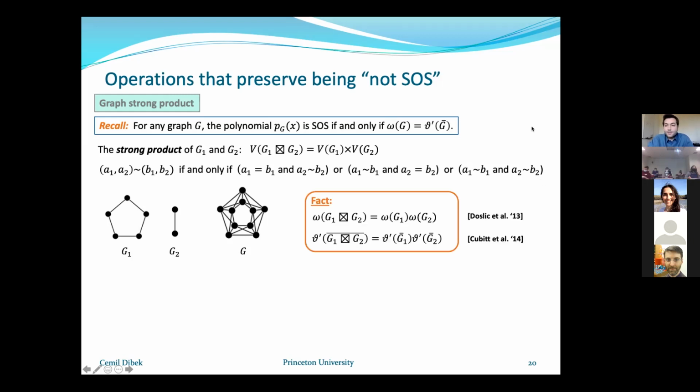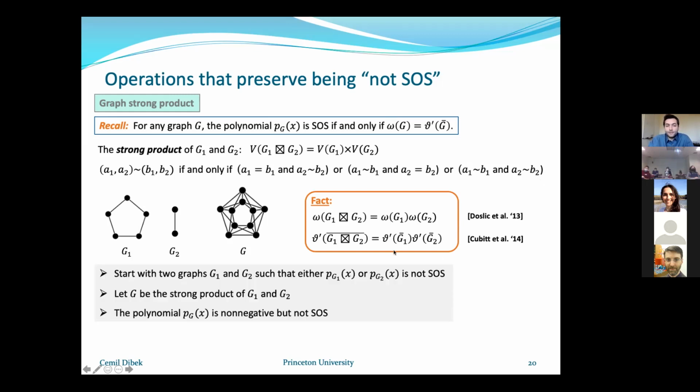But what is important is the following fact. The clique number of the product is the product of the clique numbers. And the same thing happens for the Schrijver number. So again, we can start with two graphs, G1 and G2, such that for at least one of them, it's not SOS, so this is strictly less than that. This is less than or equal to that. And therefore, when you go to the product, this will be strictly less than that. And therefore, you will obtain again a non-negative but not SOS polynomial. Okay. So using results from graph theory, we can actually generate several interesting non-negative but not SOS polynomials.